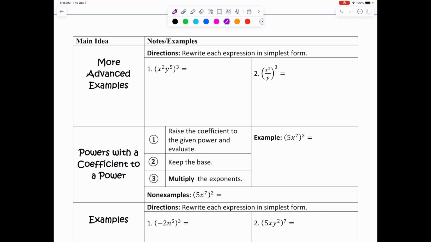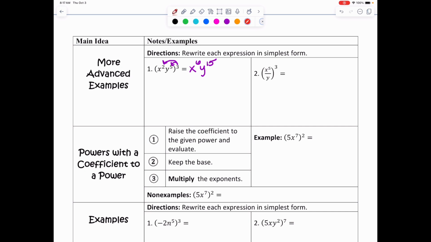So just as before, we want to make sure we use this rule on everything involved inside the parentheses. So we want to make sure that we keep the x and we do the multiplication of the exponents on the x's. 2 times 3 would be 6. And then we also want to keep the y base and do the multiplication for those exponents. 3 times 5 is 15. So this one should be x to the 6th, y to the 15th.